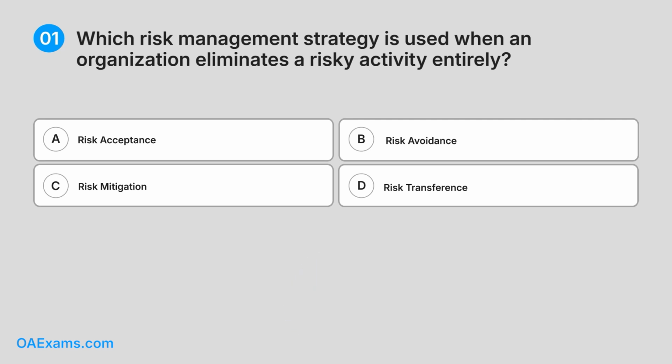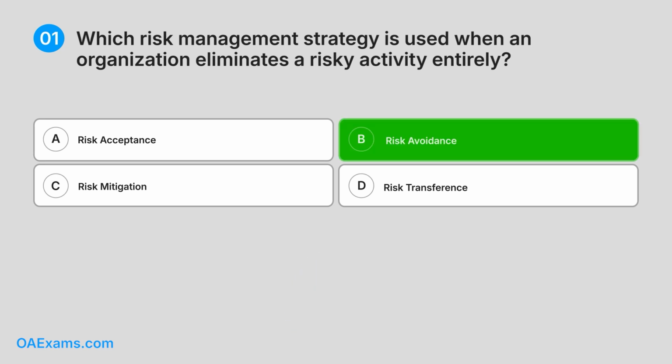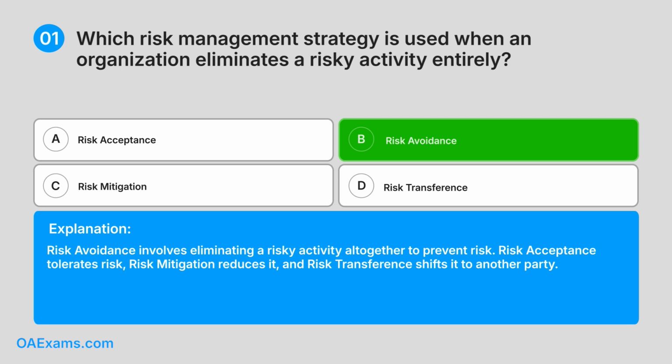Correct answer. B. Risk avoidance. Explanation. Risk avoidance involves eliminating a risky activity altogether to prevent risk. Risk acceptance tolerates risk, risk mitigation reduces it, and risk transference shifts it to another party.